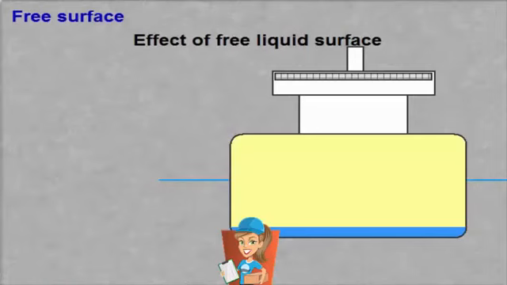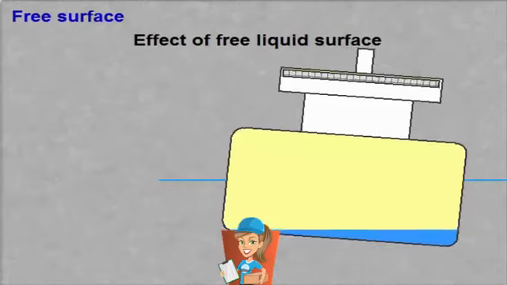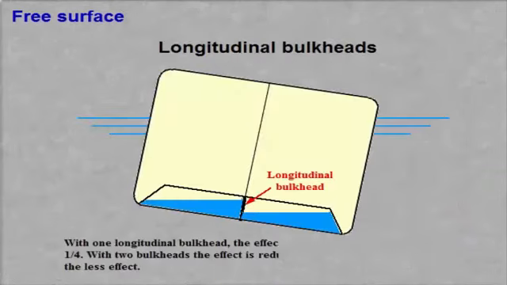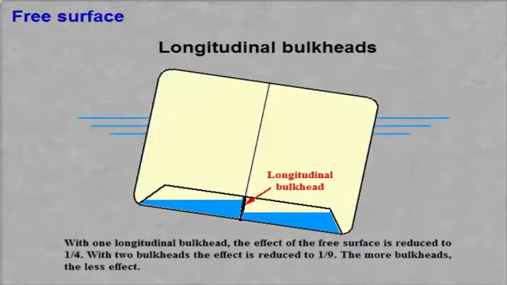When the surface of a liquid is free to move, the effect is that G rises towards M. GM decreases. The liquid will, of course, always move to the lowest side. The effect is mainly dependent on the breadth of the space where liquid is present. This is because the free surface effect is proportional to the breadth. With one longitudinal bulkhead, the effect of the free surface is reduced to 1/4. With two bulkheads, the effect is reduced to 1/9. The more bulkheads, the less effect.